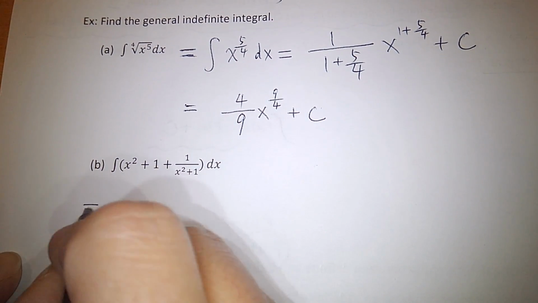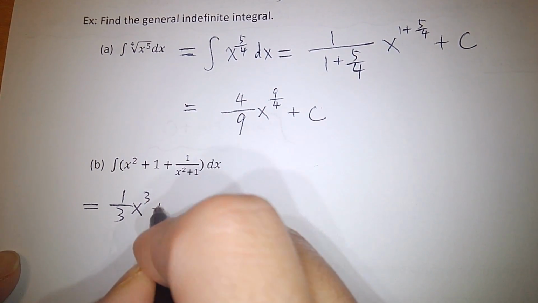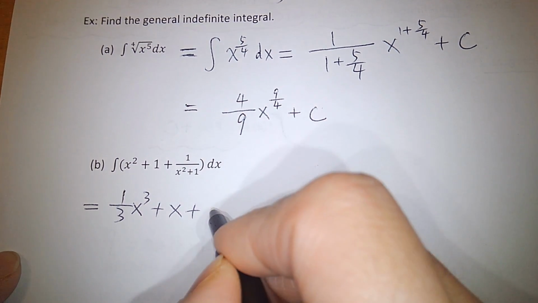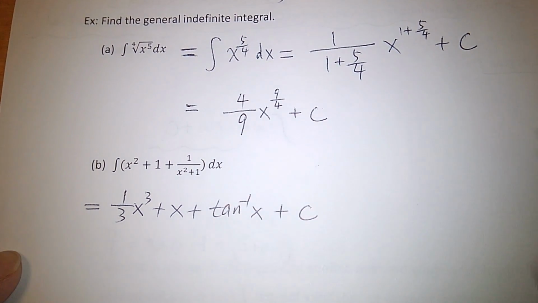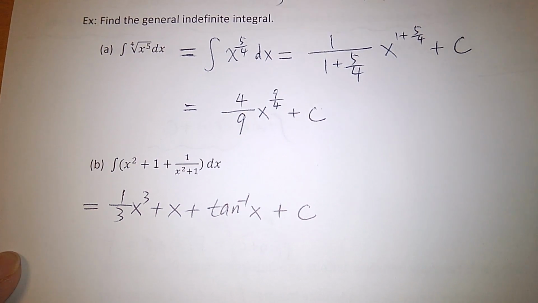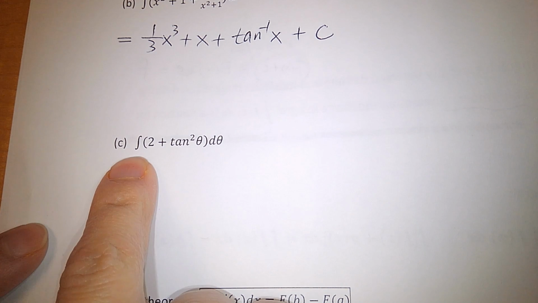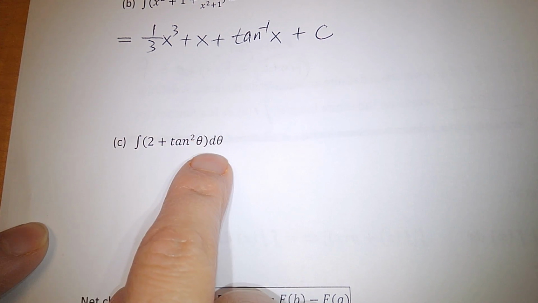Question B. Find the antiderivative for x squared and 1 over x squared plus 1. So what will be the antiderivative? 1/3 x cubed plus x plus what? Inverse tangent, arctangent of x, and then plus what? Constant c, done, right? Now let's look at question C.